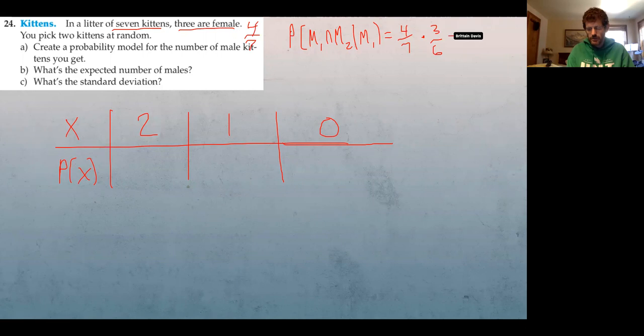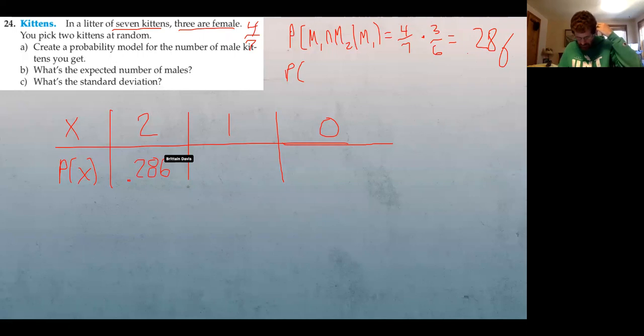This is basically going to be the probability of 2 males. And whatever decimal that is, you guys can fill that in. There it is, 0.286. So that's the probability of 2 males. I'm going to go ahead and put it right here.